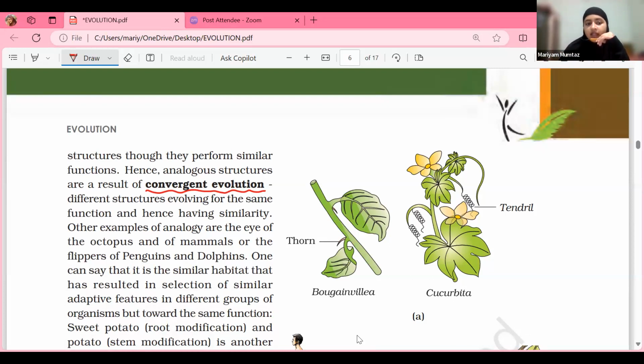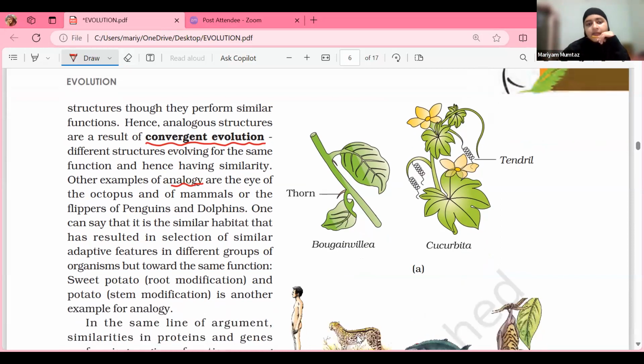Other examples of analogy. All the examples of analogy are 100% important, so learn each of them. Another example is the eye of the octopus and of the mammals. Anatomically they are different, but both of them perform one function, that is sight. Talking about the flippers of the penguins and the flippers of the dolphins, both allow them to swim, but their structures are very different. So this is analogy.